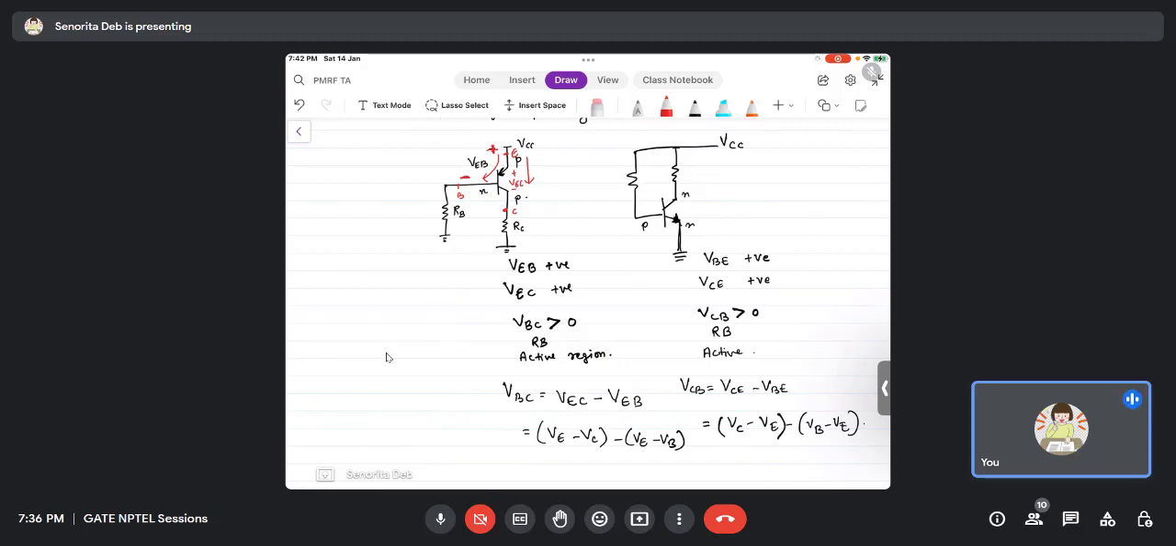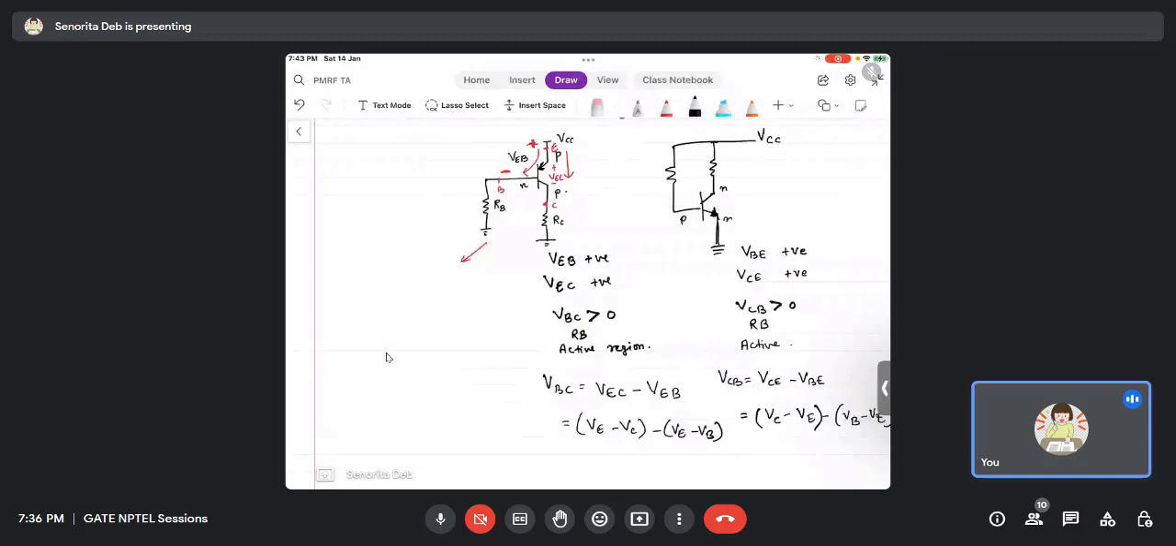And now I am going to the KVL of this circuit, KVL equations. I am directly writing it. So you will get IB as VCC minus VEB upon RB. This is the first current equation, and therefore IC will be beta times IB. And RC max will be given by VCC minus VEB by IC, and everything else is the same as the analysis for the NPN.